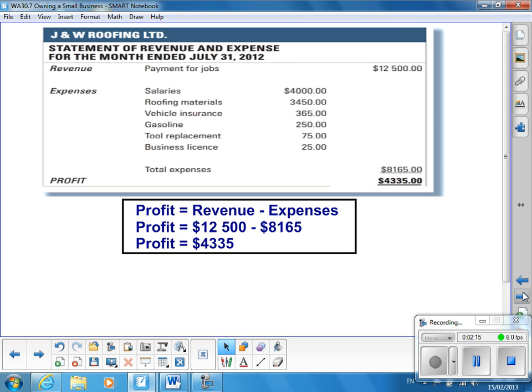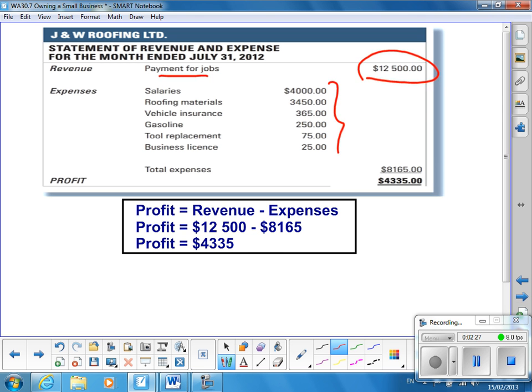Okay, so they received revenue. Revenue is payments that their clients paid them to fix things. So they made $12,500 in revenue. Then they had several expenses. They had to pay salaries, roofing material, gas for their vehicles, insurance, business licenses. So their total expenses was $8,165. So they subtract the two, and you make a profit of $4,335.